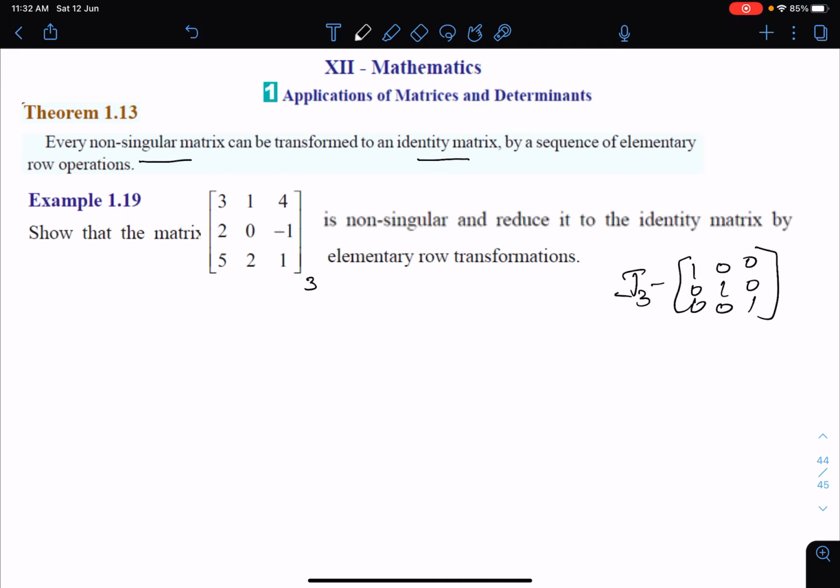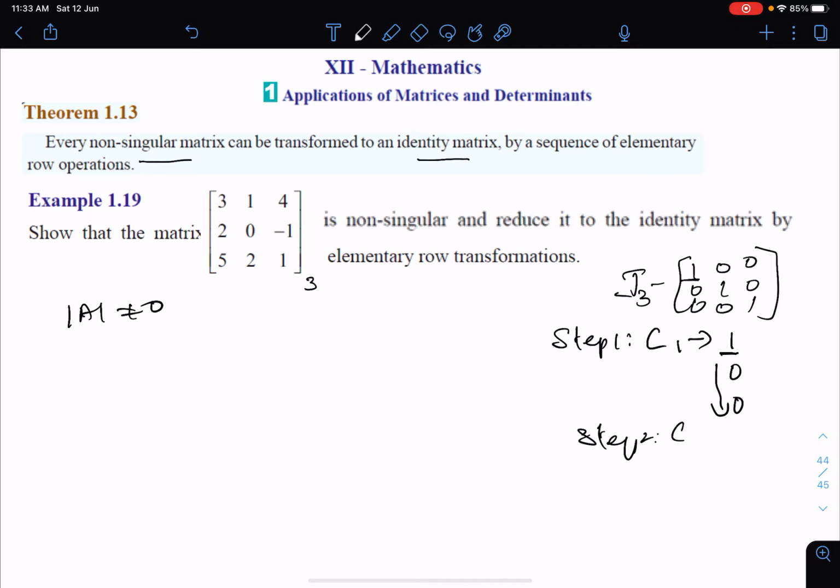So what are the stages? First you will say determinant A is not equal to 0, and then you are going to reduce. In step 1, row 1, the first thing you bring 1. We will do it column by column. So the first column, first you will bring it to 1 and then make the other two elements 0, and your step 2 is column 2, which is 0 1 0.